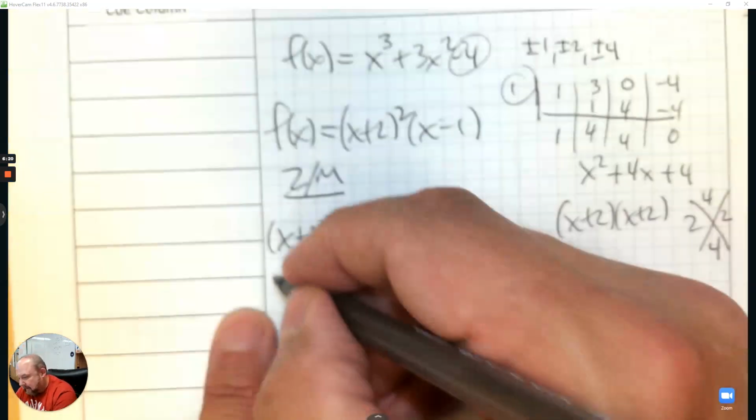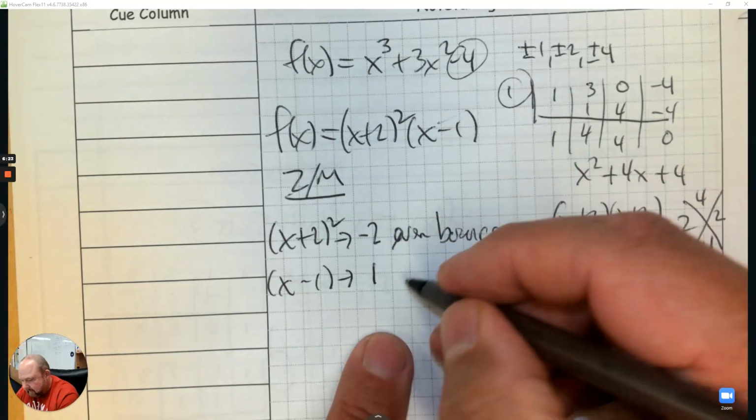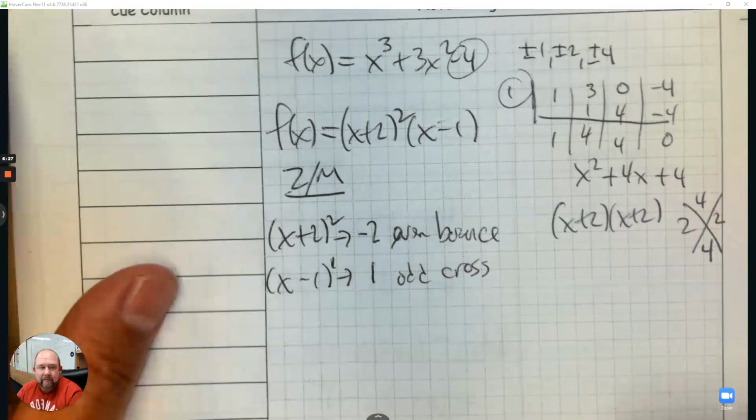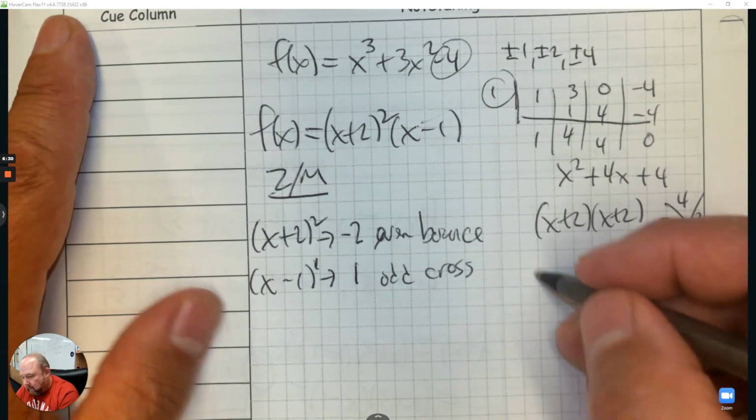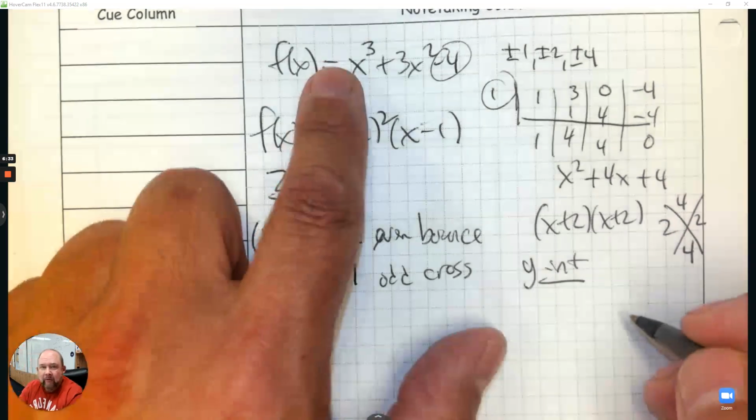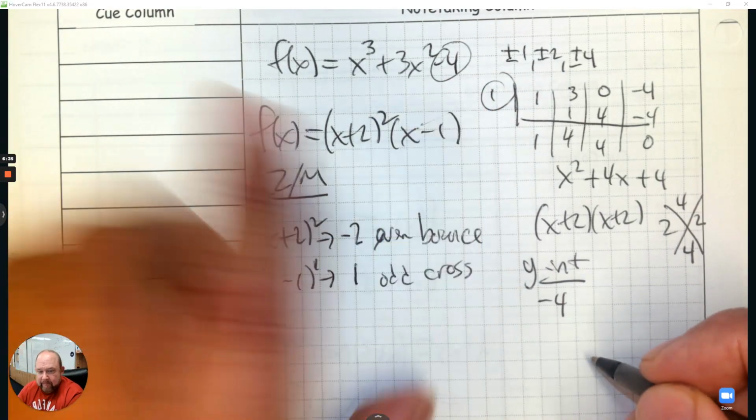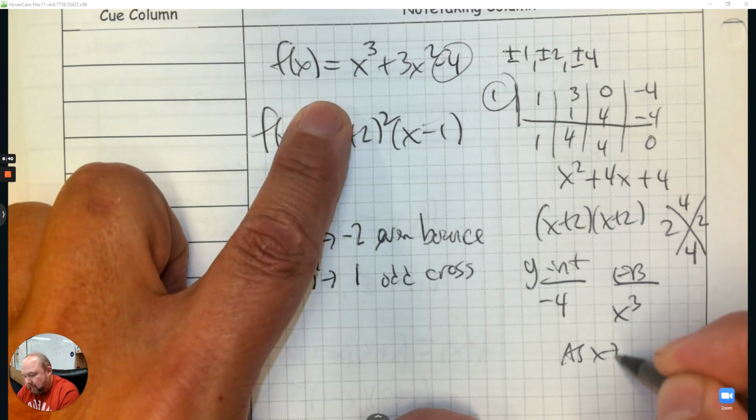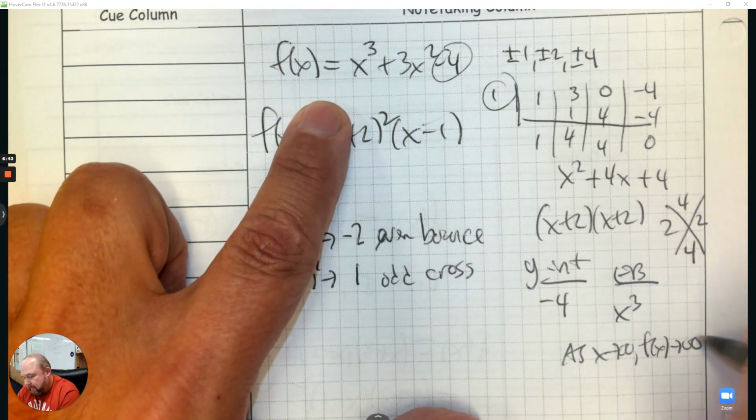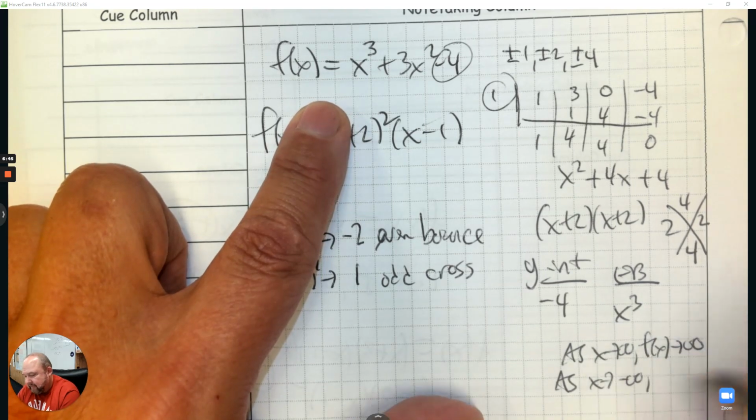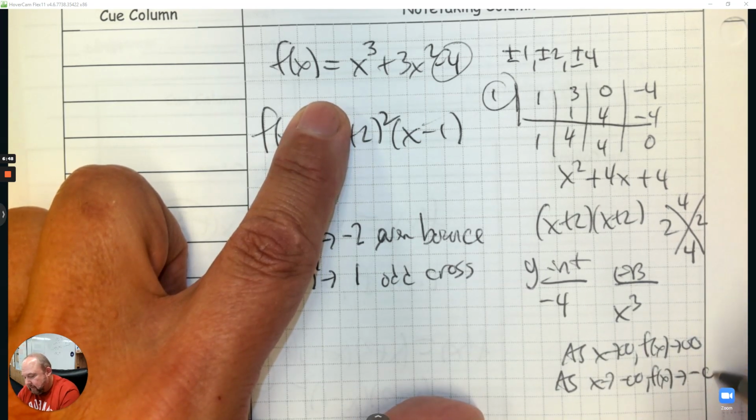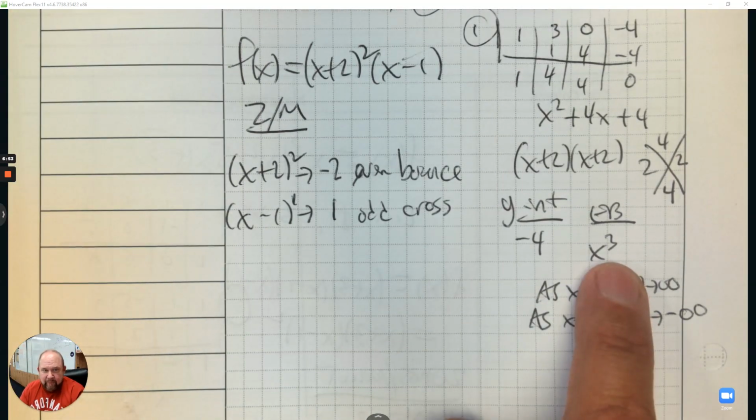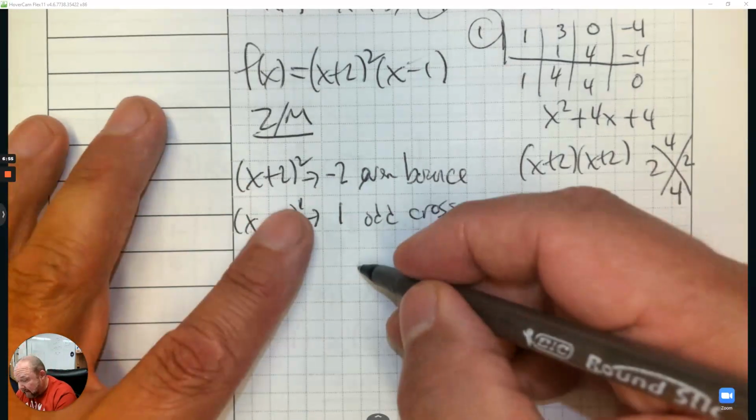The next factor is x minus 1. The 0 that comes from that is positive 1. The exponent on the outside is odd, so it's going to cross at that number. The y-intercept, that's always going to be the last number when you plug in 0. The end behavior, so it's the same end behavior, right? As x goes to infinity, the function goes up to the right. As x goes to negative infinity, the left end goes down. So be comfortable writing your end behavior, your power term, all the parts you need of the graph. We're now ready to graph.